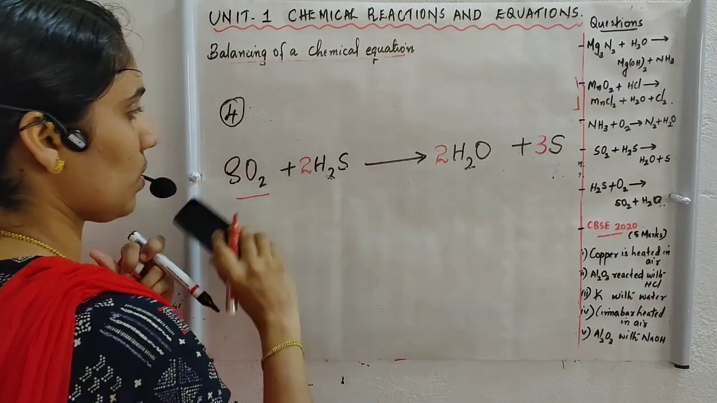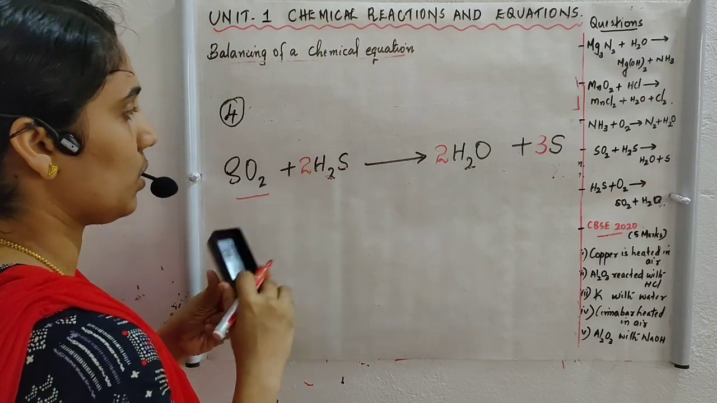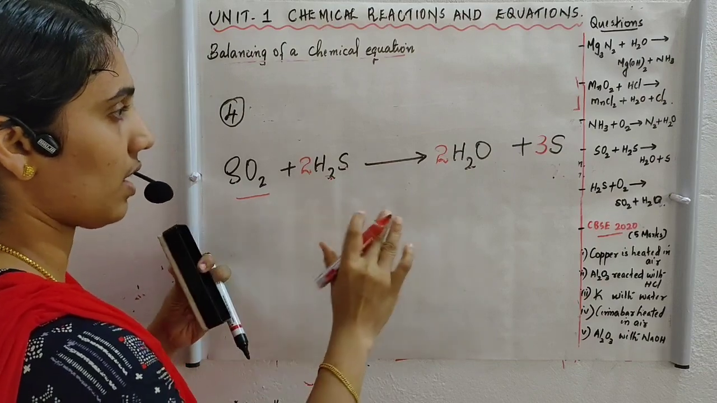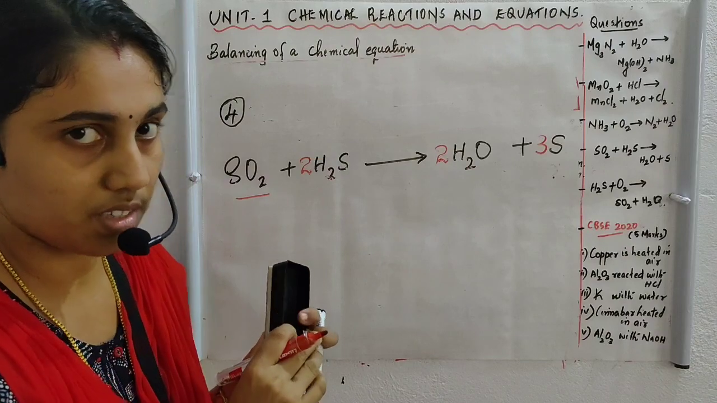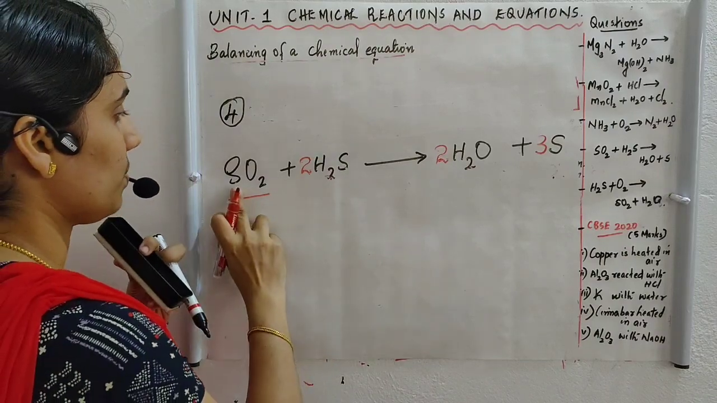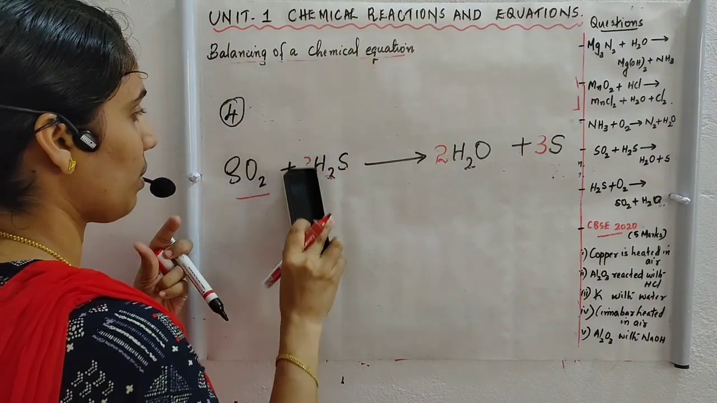Listing the number of atoms on both sides, if it is required, you can do. Otherwise, directly doing like this, the balanced equation we have to write. That is enough. So, one more time I will explain the same.